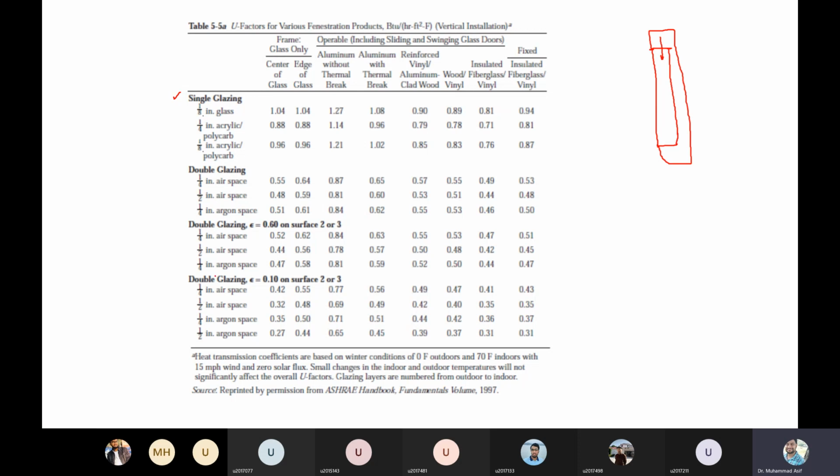So you can see for the different cases, if there is a double glazing, then in the case of double glazing, the air space will matter now. Let's say this is a double glazing and this is the spacing between the double glazing. So accordingly, and depending on the type of the fixture, it will have a certain overall heat transfer coefficient, right? So similarly for the other one.